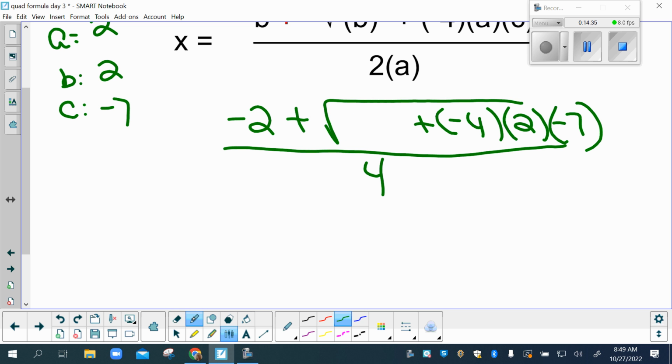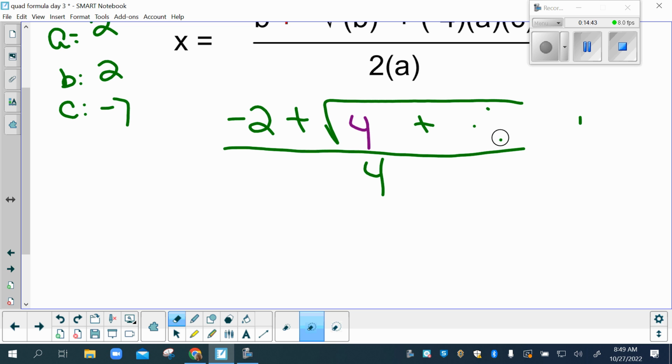I don't like that green pen. 4. Positive 56. Is that positive 56? Yeah? Thank you, I heard that. I appreciate someone telling me that.